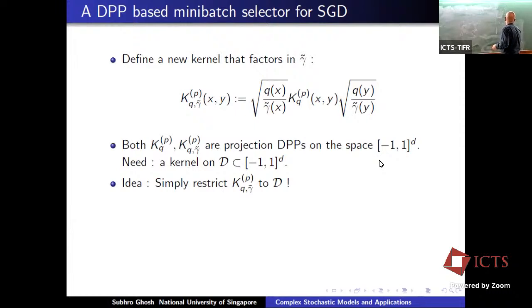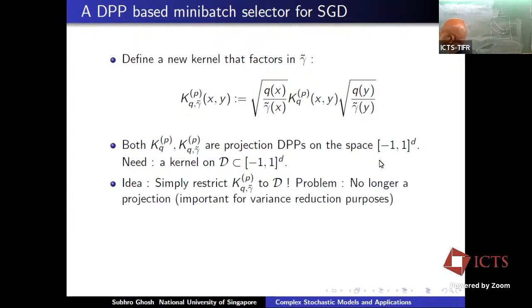So this is D. What we had is the ability to sample points from this sphere, from this continuum space, and then by restricting the kernel, we try to get something which is a subset of D. But the problem is that if you do this naive restriction, this is no longer a projection, and this is important for variance reduction purposes, which is our main goal here, because if it is not a projection, then the variance tends to be higher.